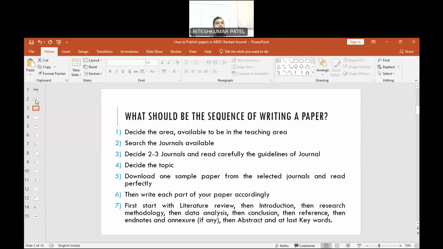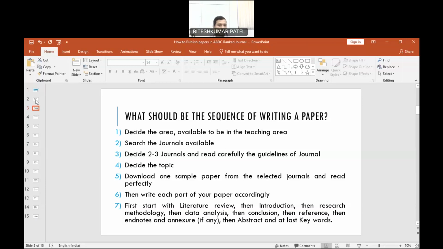Now, an important question: what should be the sequence of writing a paper? First, decide the area, that is, what kind of area you would like to explore in your teaching area. Be very selective in your area. Sometimes a person belongs to one academic area and explores a different area in research. Your area of research should be your teaching area. If you are a finance faculty, you should do research in finance only.